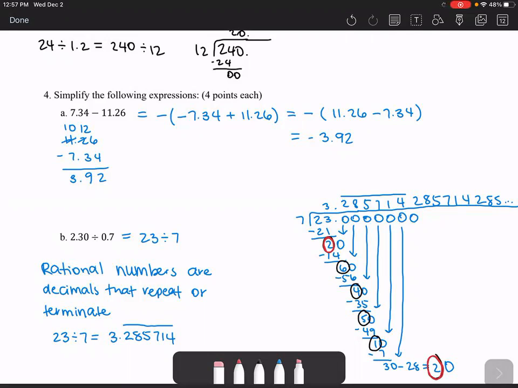So are there any last minute questions over simplifying expressions or the structure of the final or anything like that? On 4A, do we have to pull out the negative, or can we just do the 11.26 minus 7.34 that you did and then add the negative, or would you want us to show the work? Yeah, you don't have to show that you pull out a negative like that. You can just do 11.26 minus 7.34 and then put a negative in front. That's fine. Okay. All right, thank you.